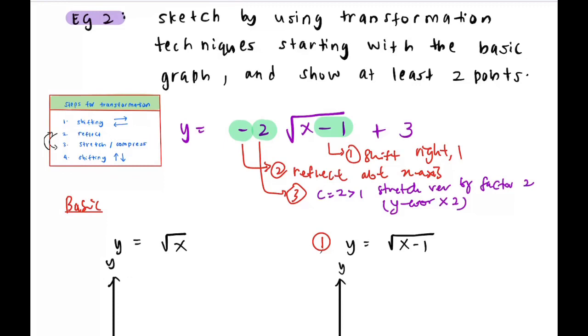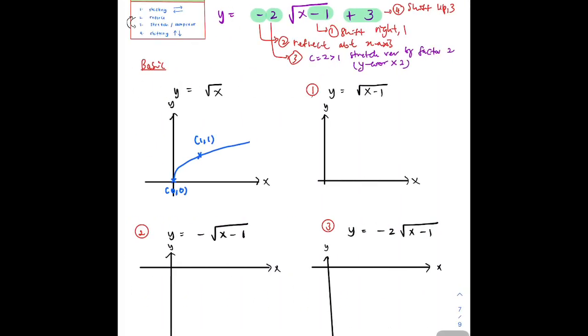This is what we will do. And then finally, let's check, do you have any shift up or down? Yes, you have plus 3 outside. So meaning that that is your fourth transformation, which is shift up by 3 units. So now let's start by the basic graph here. So you have 0, 0 and 1, 1.